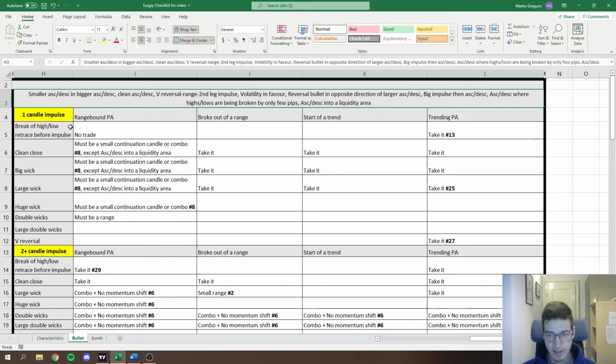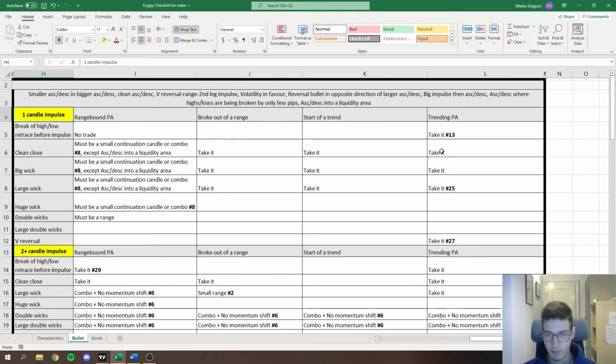And let's say that it is just a one candle impulse. So let's say it's trending price action. And let's say that there is a large wick at the end of the impulse. What do we have here? Well, we have take it. So whatever happens, I take this trade, it fits my plan, fits my checklist, I'm in that trade.